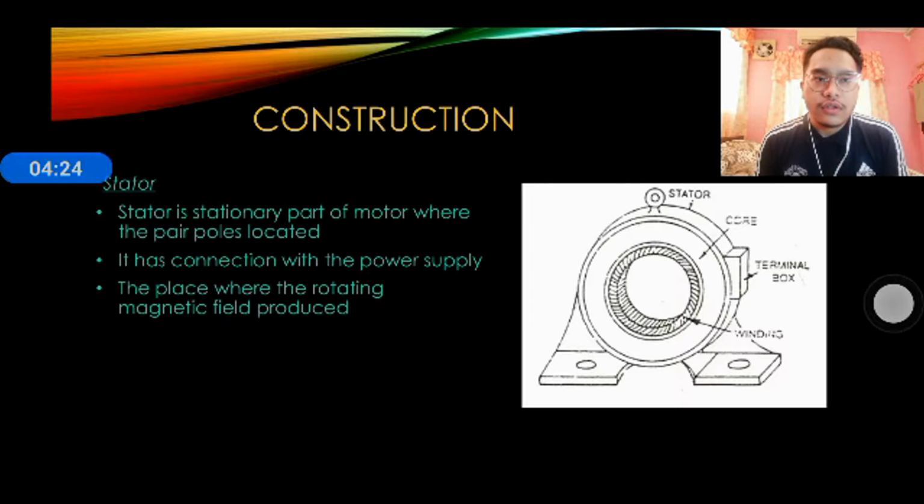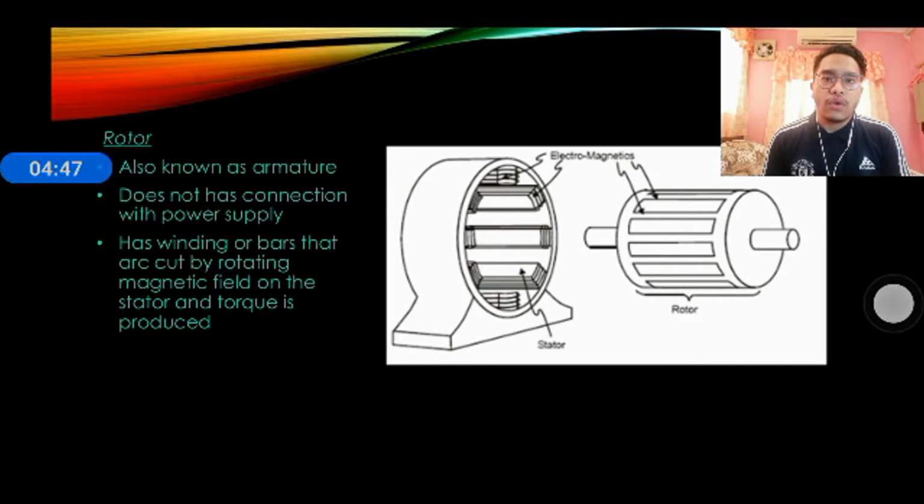Okay, let's look at the detail about the stator. Stator is the stationary part of the motor where the pair poles are located. It has a connection with the power supply, the place where the rotating magnetic field is produced. Next is the rotor. Rotor is also known as armature. Armature does not have a connection with the power supply, and has windings or bars that are cut by the rotating magnetic field on the stator, and torque is produced. It will rotate.